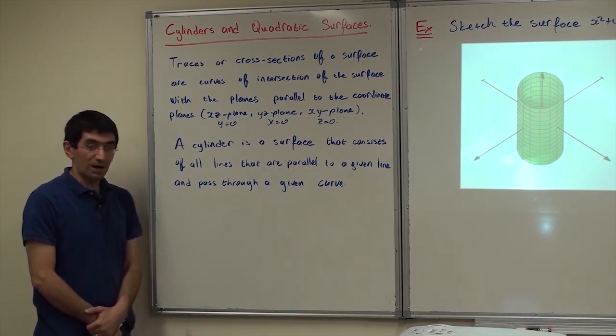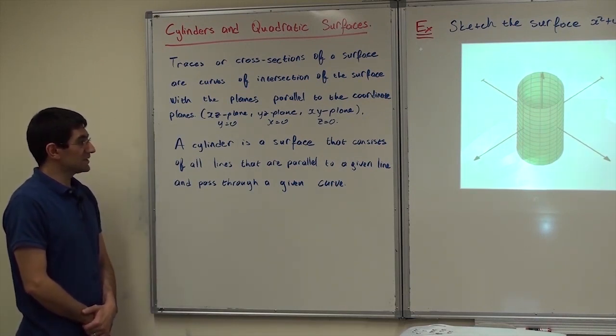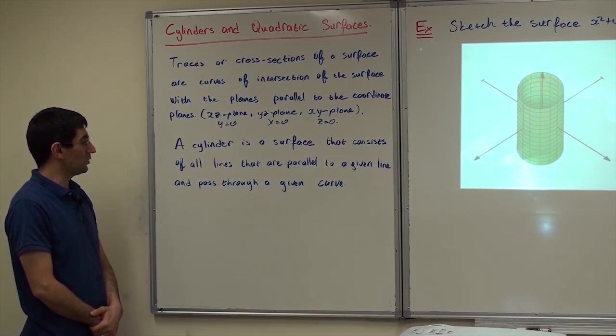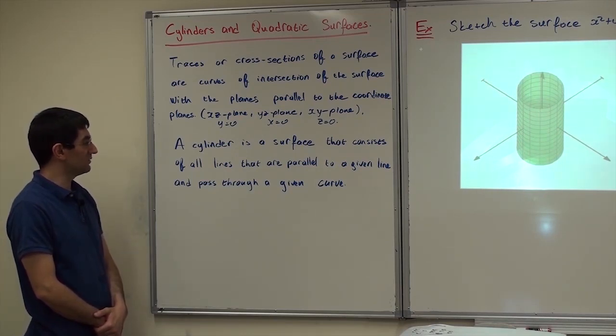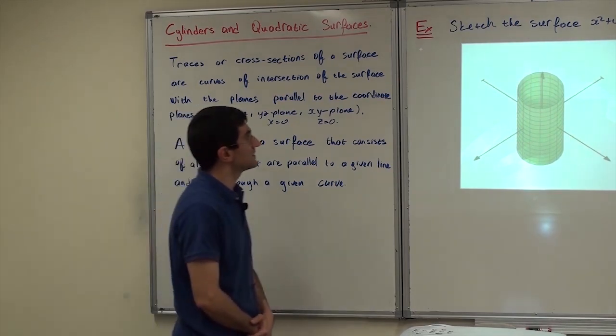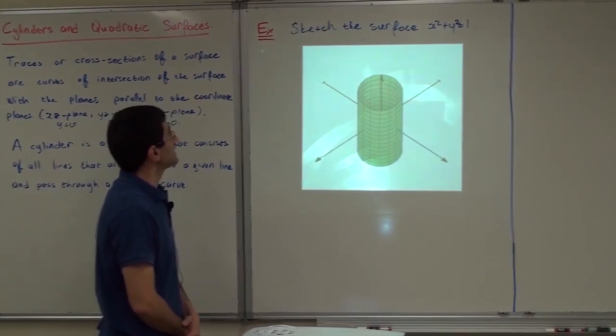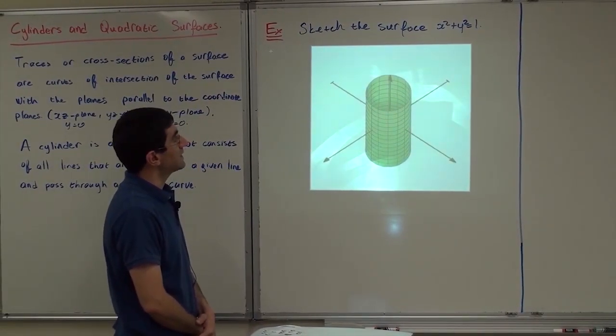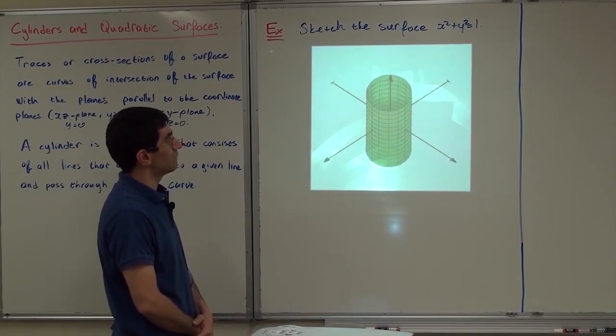Now, let's talk about cylinders. A cylinder is a surface that consists of all lines that are parallel to a given line and pass through a given curve. Now, to understand cylinders better, let's have a look at this example. It says, sketch the surface x squared plus y squared equals 1.